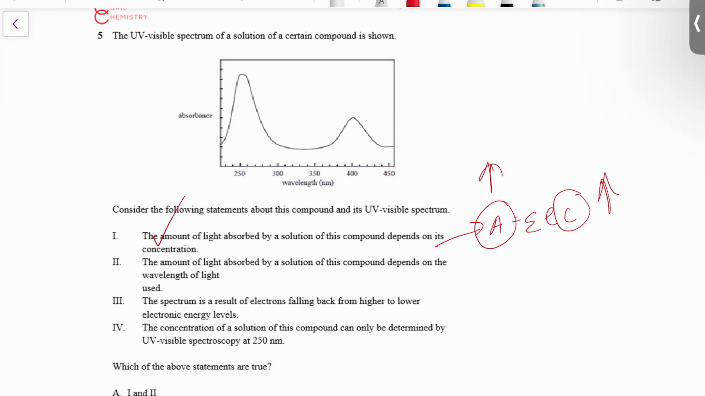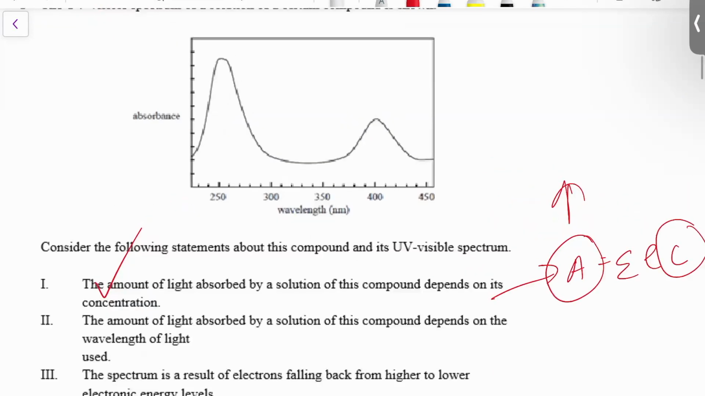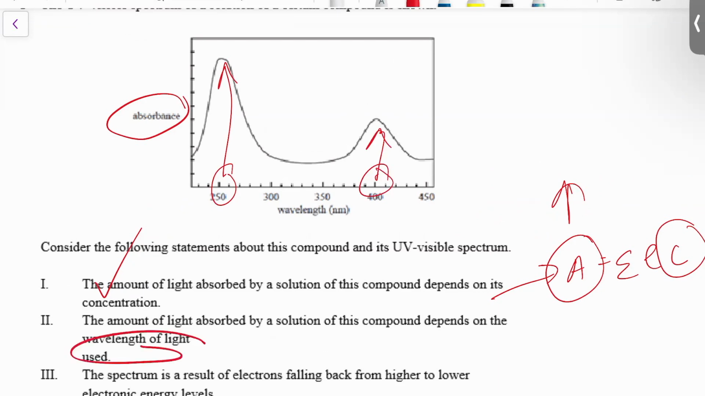Number 2, the amount of light absorbed by a solution of this compound depends on the wavelength of light used. True or false? True. Good. The graph that they've given you is a function, not an equation in this case, plotting absorbance versus wavelength. So if you pick this wavelength, the absorbance is higher. If you pick this wavelength, the absorbance is lower. So the wavelength you pick does affect the absorbance of light. So number 2 is also true.